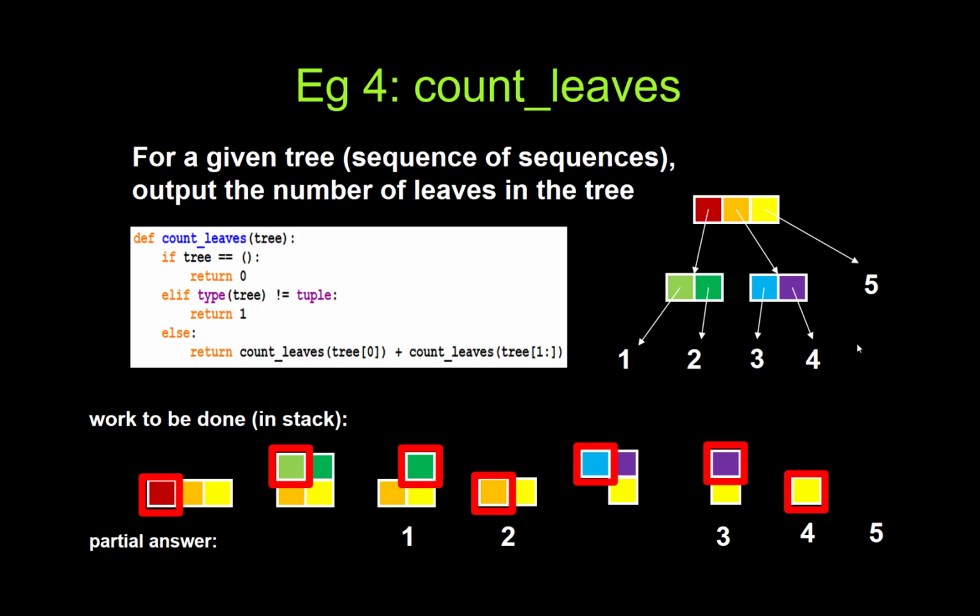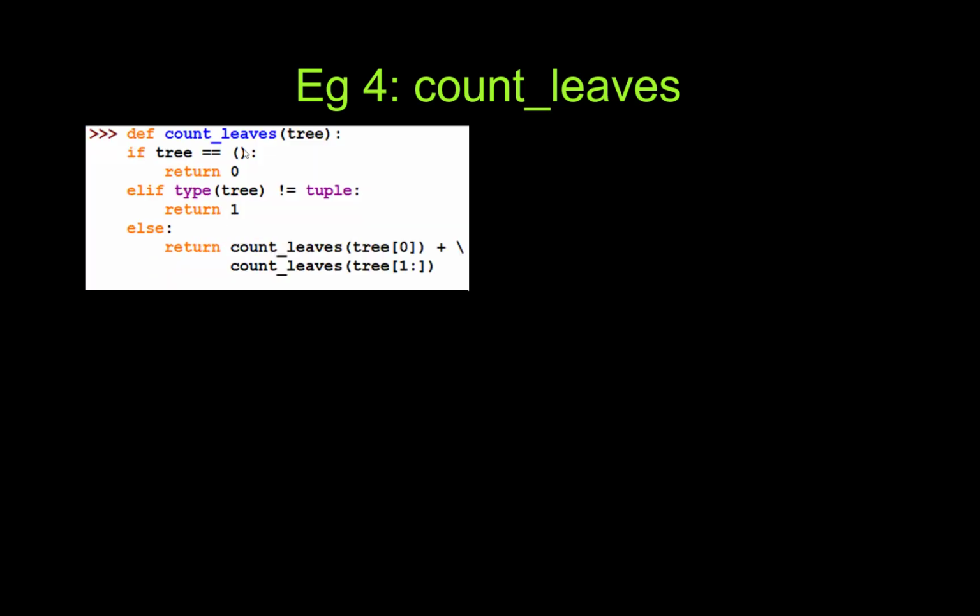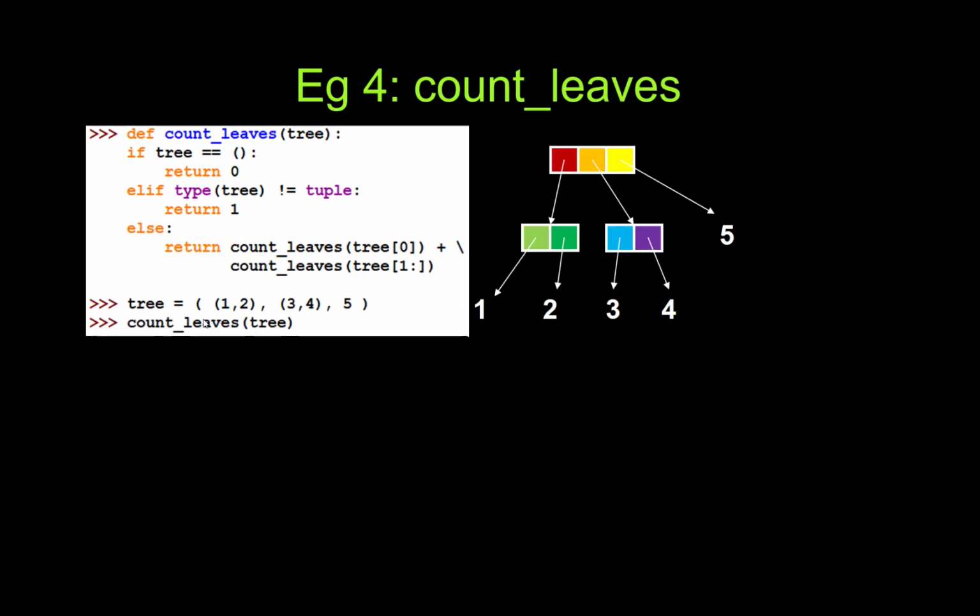This 5 happened to coincide with this 5, but this 5 is the number of leaves. This 5 is the content in the leaf. When you run this, our tree is 1, 2, a subtree 3, 4, another subtree, and a leaf 5. It looks like this. And if you count leaves, you will get 5.